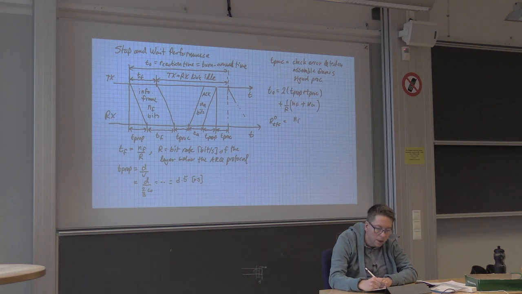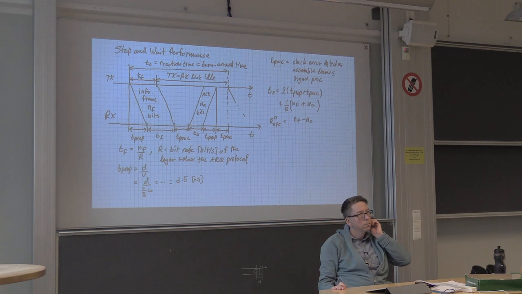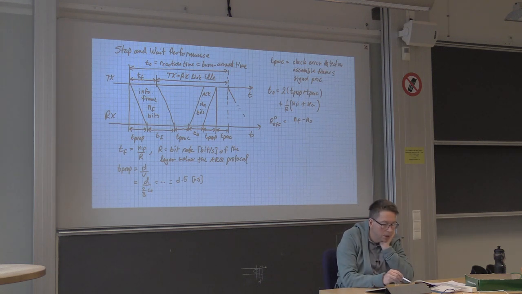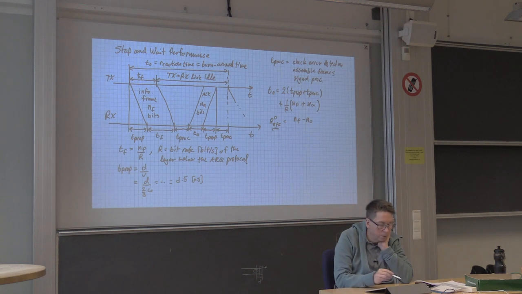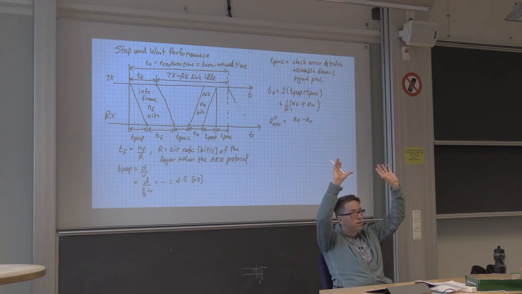A question: what was R effective again? Okay, so this is the effective rate. That's the data rate that the layer above me perceives.